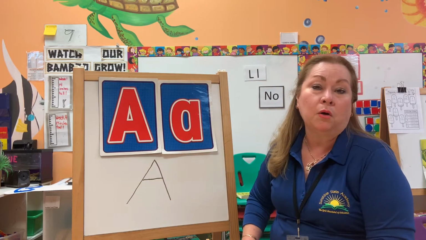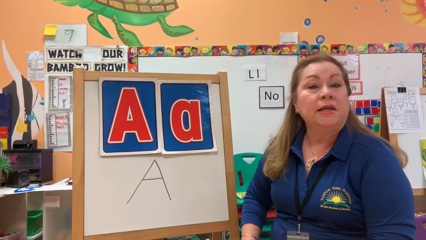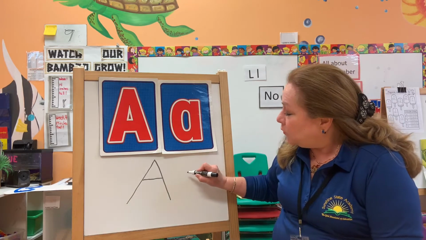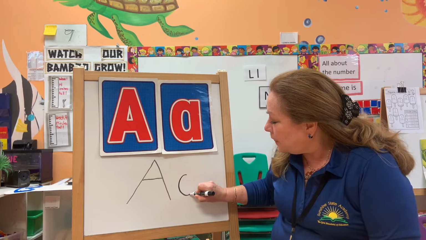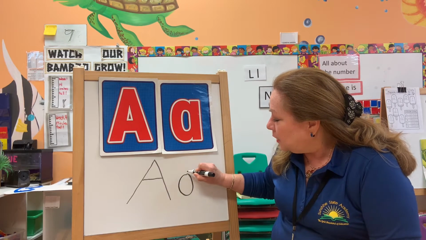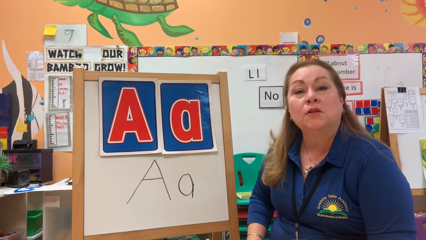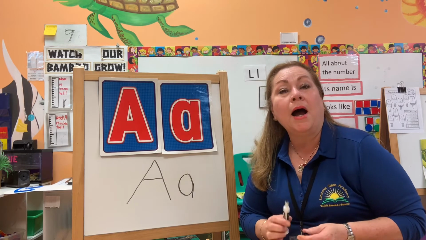And we have our uppercase letter, our capital letter. Let's start with the lowercase letter. It's very easy because we know how to make a circle, right? So here we are just going to make a circle and a little stick right here. Super easy. So we said the sound of our letter A is A.